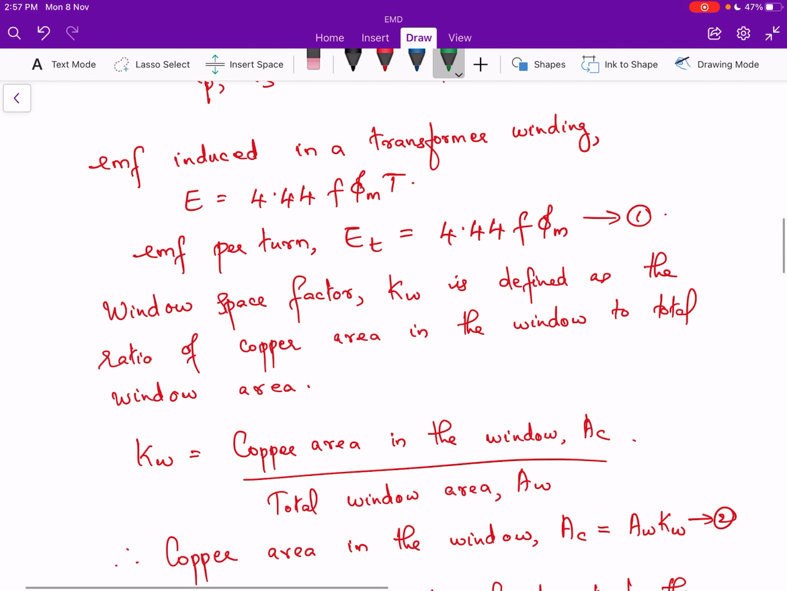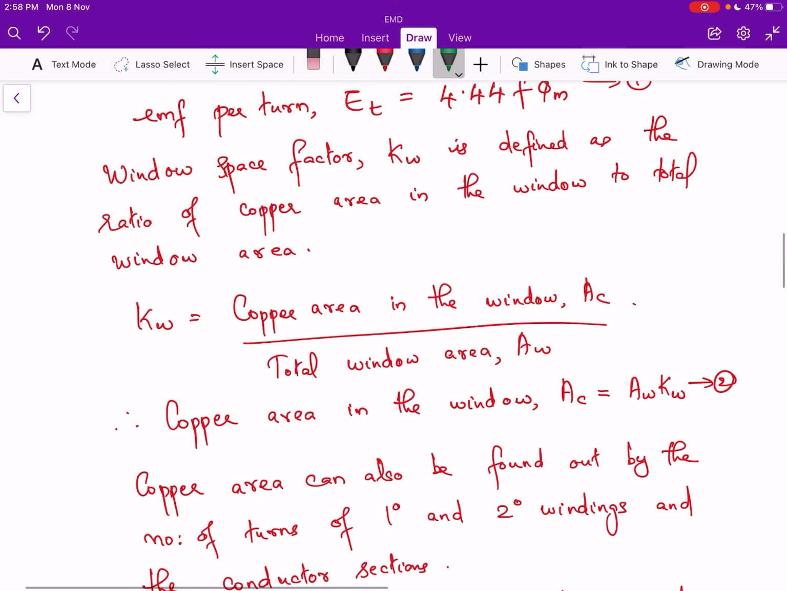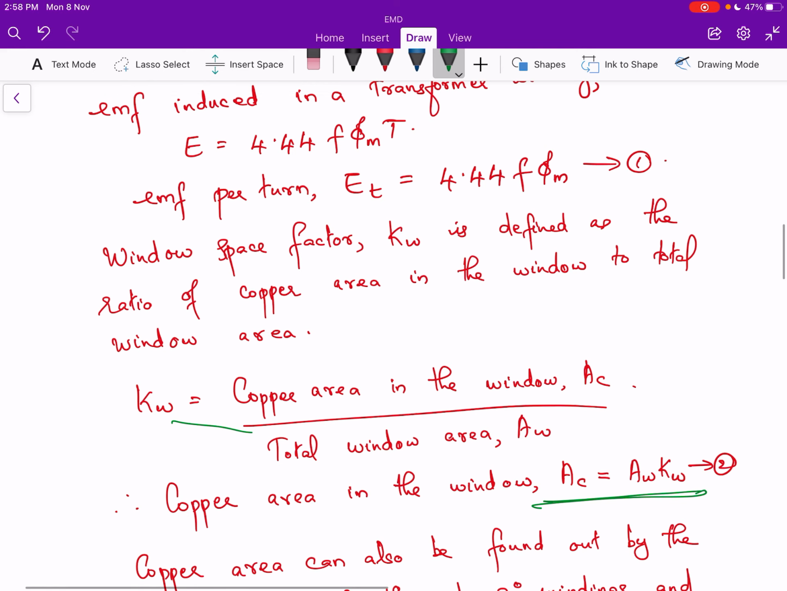Now we'll see what is window space factor. Window space factor, that is KW, it is defined as the ratio of copper area in the window to the total window area. So we can write window space factor KW as copper area in the window, that is AC, divided by total window area, that is AW. So copper area in the window can be written as AC is equal to AW into KW. We have marked it as equation number 2, and EMF per turn was our equation number 1.